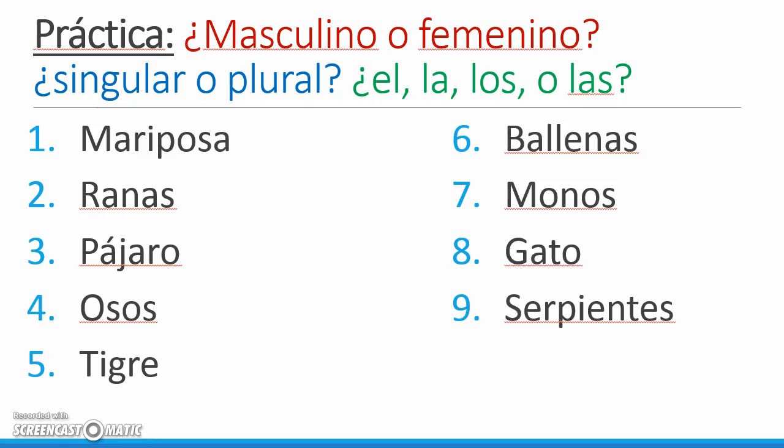Both number 5 and number 9 end in an E. And as you can see, that E did not designate whether or not it was a masculine or feminine word. It just happens to be that way.